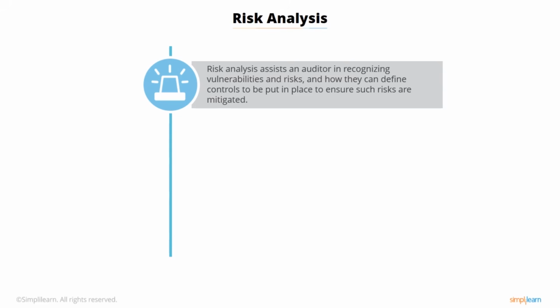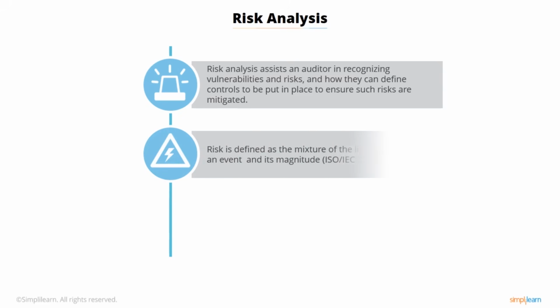Then we need to look at how do we define controls that can be put in place or may already be in place to mitigate those risks. Now, throughout this lesson, you're going to see several different phrasings of the definition of risk. They're all worded slightly differently because they come from different sources, but they all essentially mean the same thing. Let's start with this first one. Risk is defined as the mixture of the likelihood of an event and its magnitude. First of all, an event we're defining as some negative incident.